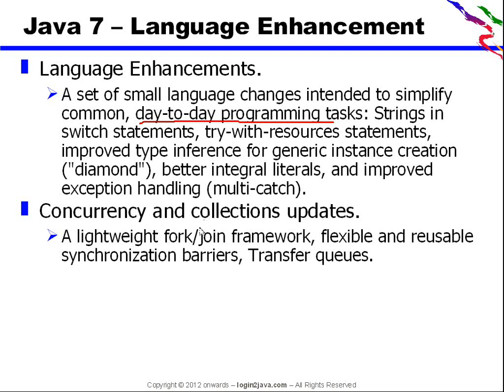Apart from that, there are enhancements in concurrency and collection updates also. A lightweight new framework, the fork and join framework, has been introduced, and flexible and reusable synchronization barriers and also transfer queues are introduced.